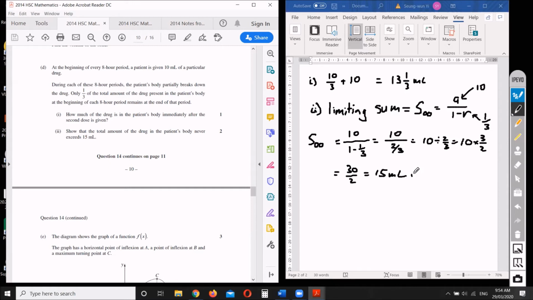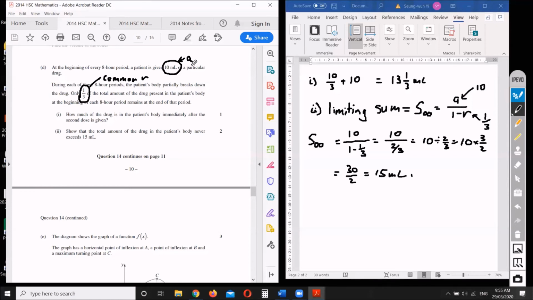Are you okay with that? Yeah, that helped a lot. Thanks. How do you recognize whether it's a limiting sum or not? Is it when you don't have a final value? Yes. A couple of things. You know that it's geometric, right? Because your common ratio is 1/3, and your initial dosage is 10. You've got a common ratio and an initial value.